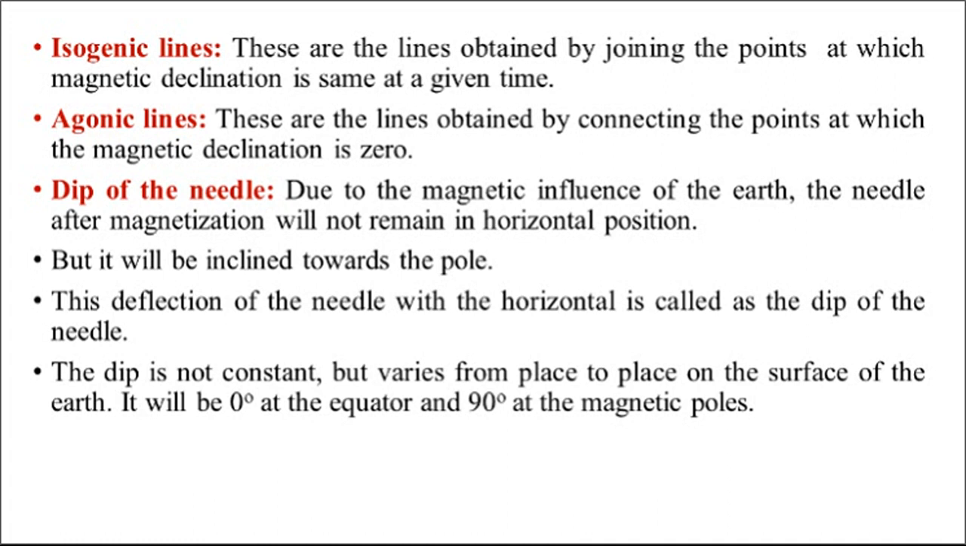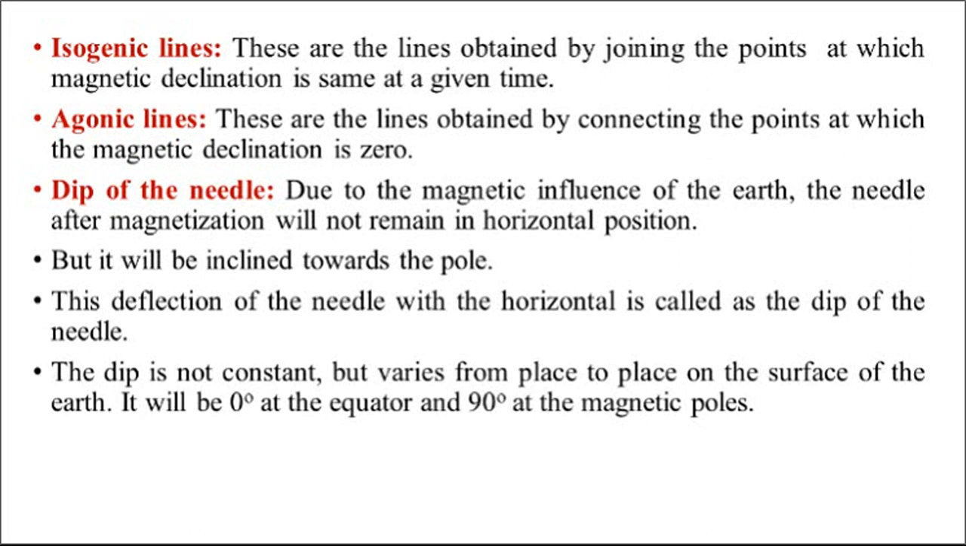And finally, dip of the needle. As we know, due to the magnetic influence of the earth, the magnetic needle after magnetization will not remain in a horizontal position, but it will be inclined towards the pole. This deflection of the needle from the horizontal is called the dip of the needle. The dip is not constant but varies from place to place on the surface of the earth. It will be 0 at the equator and 90 degrees at the magnetic pole.